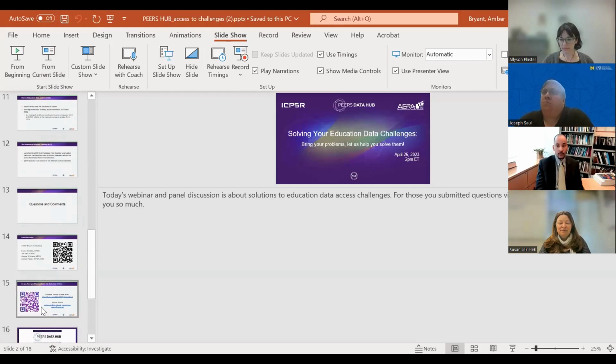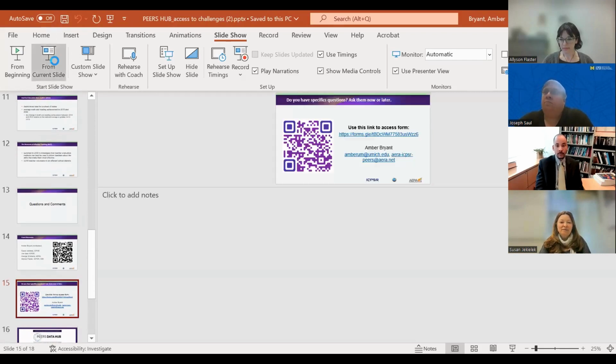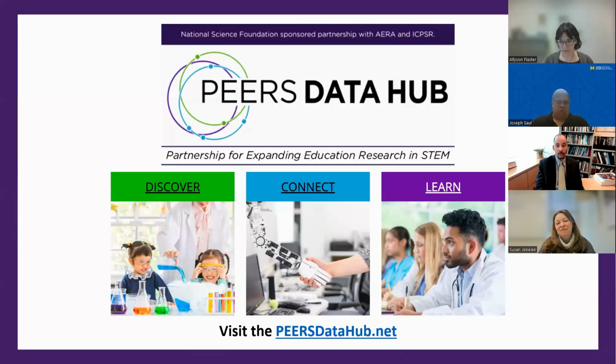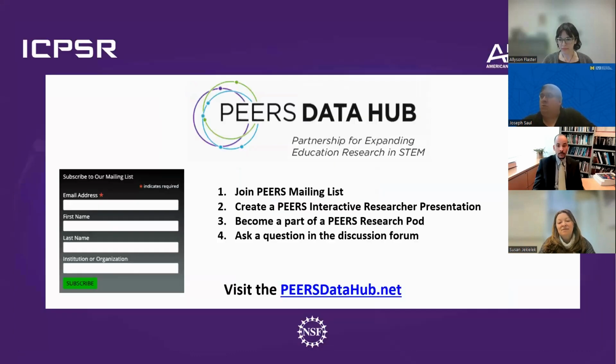We have a form that you all can use if you have questions and you want to bring them to the Peers Data Hub. This QR code will be on the slides when we share them with you. The Peers Data Hub likes to stay open as a sort of help desk to you. If you have questions that we weren't able to answer today, please reach out to us or me directly. Again, the Peers Data Hub is a one-stop shop for your educational research. You can come and discover secondary data sets. We have over 170. You can connect with like-minded researchers, and you can also learn about how to manage your data a little bit better.